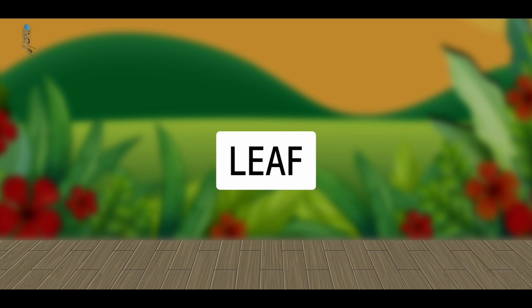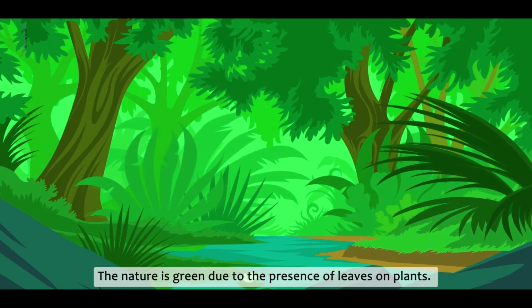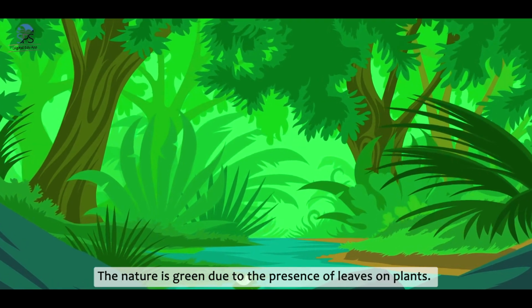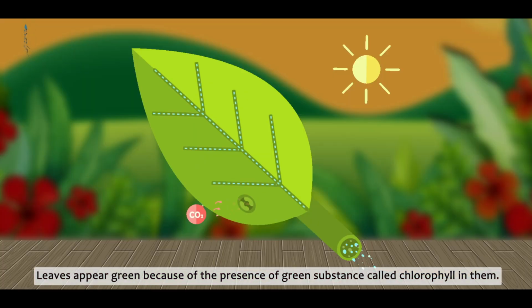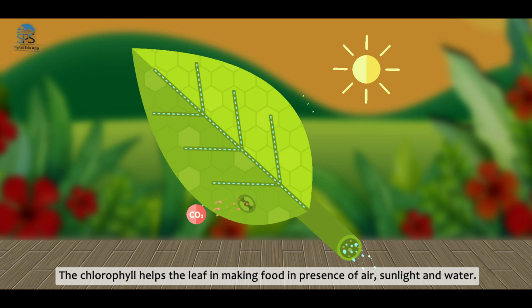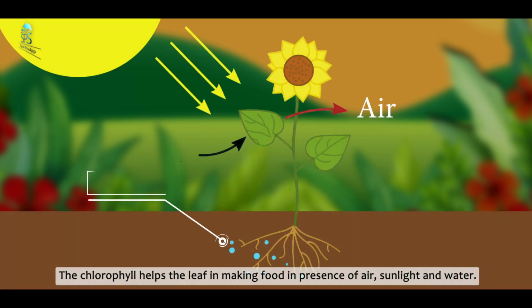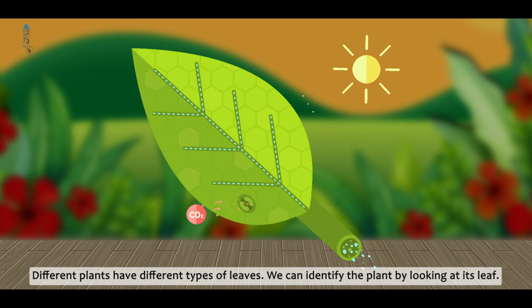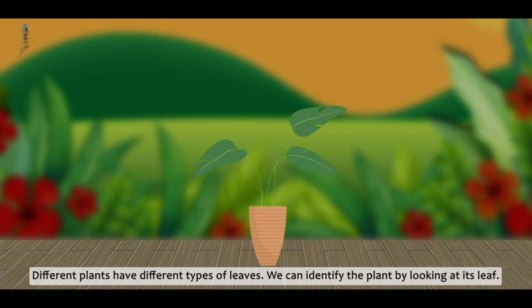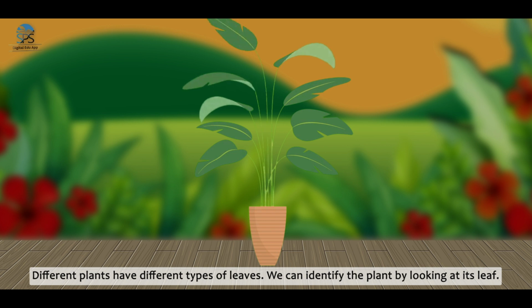Leaf. The natural green color is due to the presence of leaves on plants. Leaves appear green because of a green substance called chlorophyll in them. The chlorophyll helps the leaf in making food in the presence of air, sunlight, and water. So, leaves are called the food factory of plants. Different plants have different types of leaves. We can identify a plant by looking at its leaf.